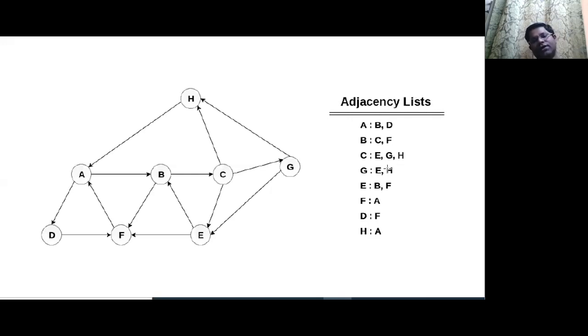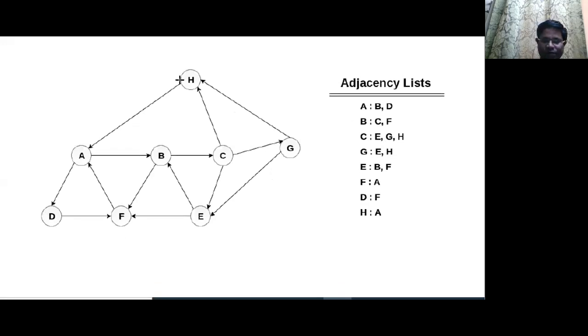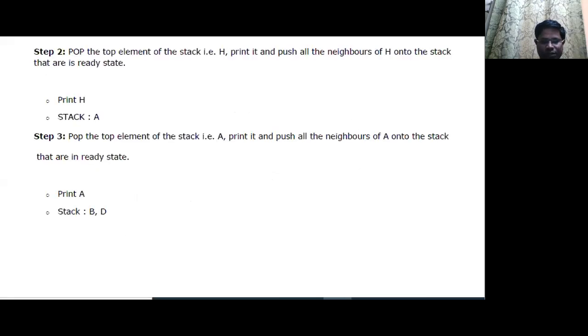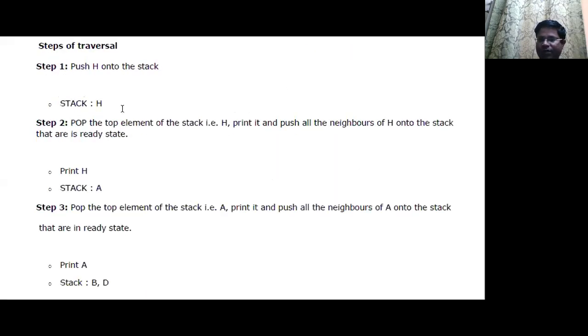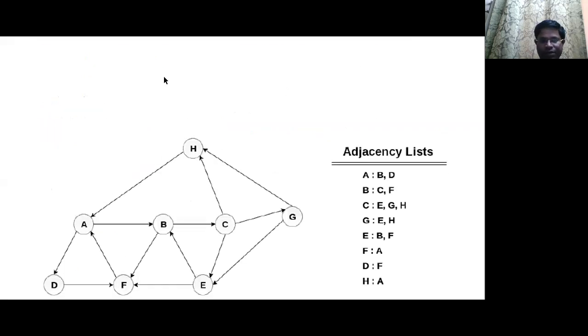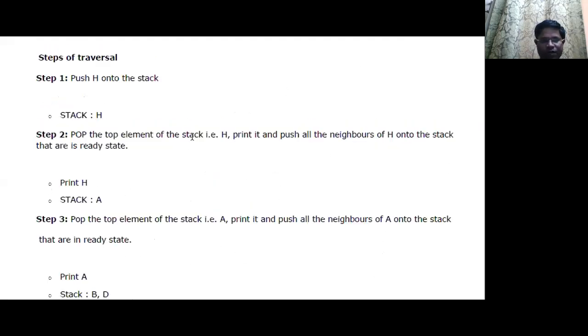So either you write this or not, I'm explaining the algorithm now. This is the graph and the algorithm works on this graph. The steps of the algorithm are: first, we have to push the starting node on the stack. Since the starting node given is H, we first push H onto the stack. So the stack contains one element, that is H. In the second step, we have to pop the top element of the stack, and since there is only one element, this is the top element at present. So just print it and push all the neighbors of H onto the stack that are in ready state.